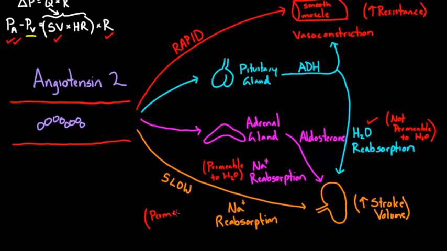But you can see now that in both situations, the key is getting water back, either doing it through a salt gradient or doing it through getting a bunch of water channels in there. In both situations, you increase your stroke volume.